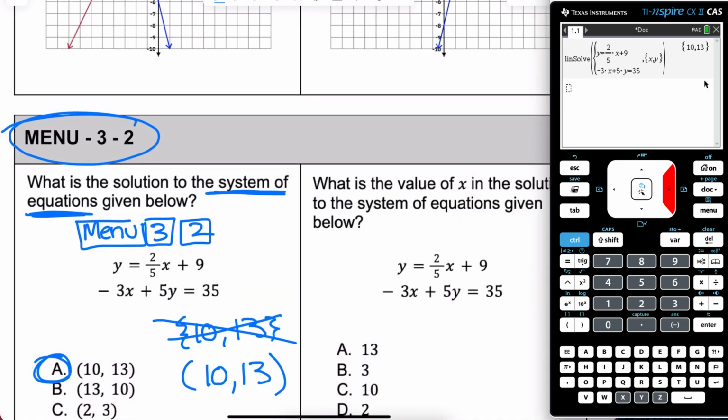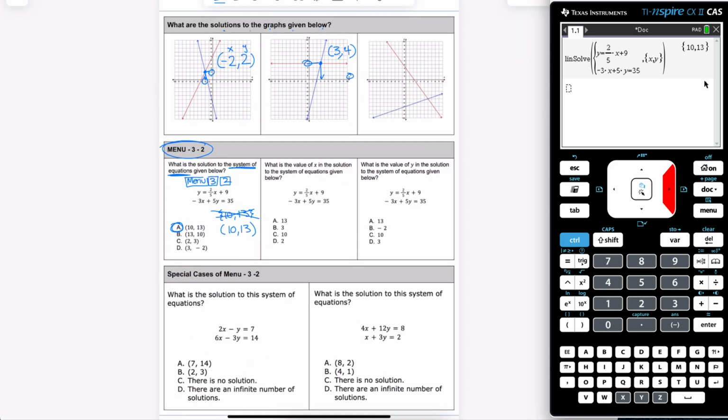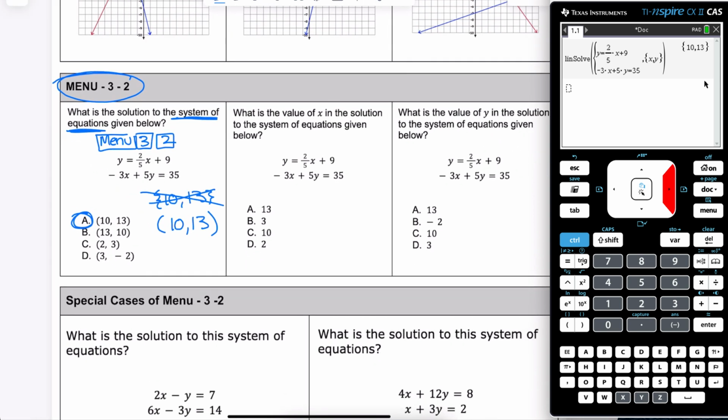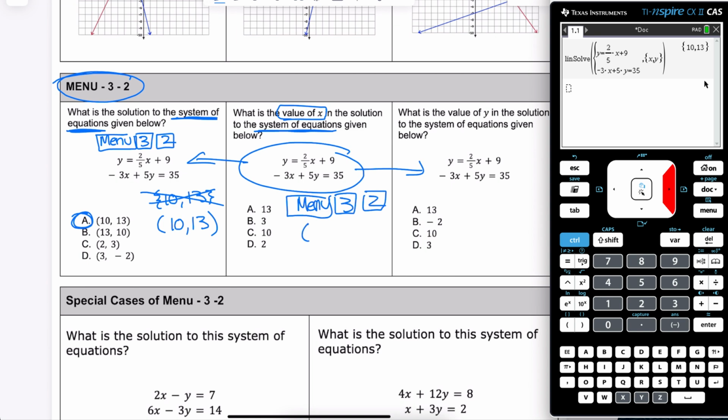Okay. So in the next two questions, it says, what is the value of x, that's also important, to the system of equations? So these are the same questions, same ones. So we would have done Menu-3-2, and I know I got 10, 13. I'm looking for the x value. Remember, it's always x first and then y. So my x value would be 10.